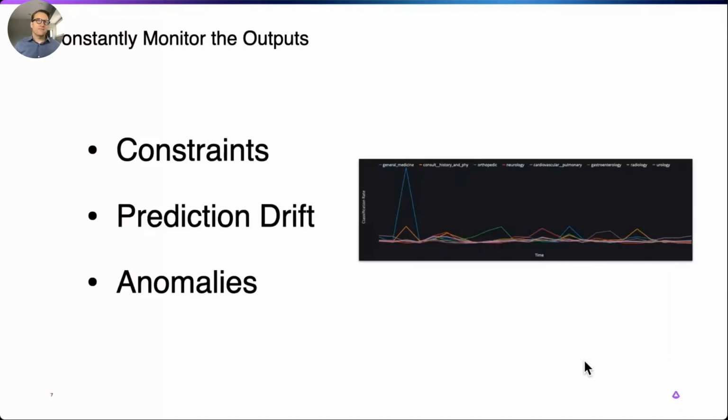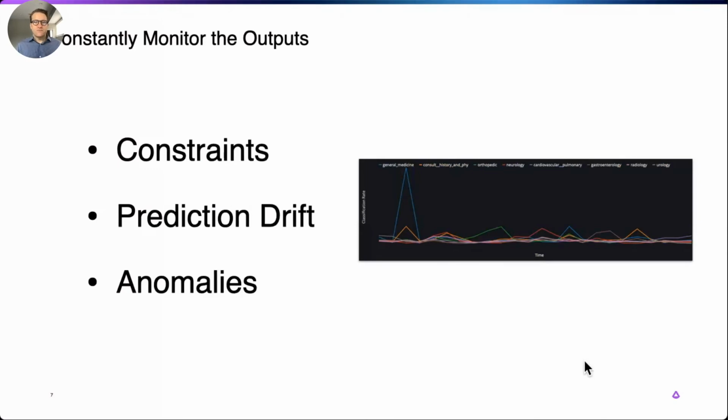And then let's take a look at the other side, which is the outputs of the model, the predictions. And what do you want to do with those? Well, it's a very similar story. So think about constraints again. If you're predicting a credit score, we know credit scores can only be between whatever it is, 200 and 840 or something like that. Don't quote me on that. And so if your predicted value is outside of that, that's a problem.